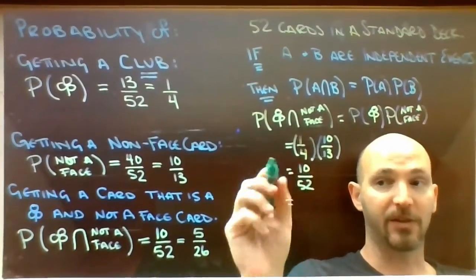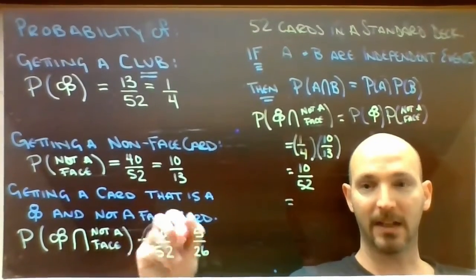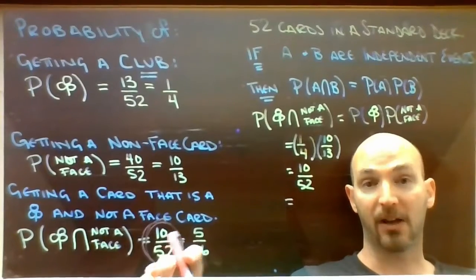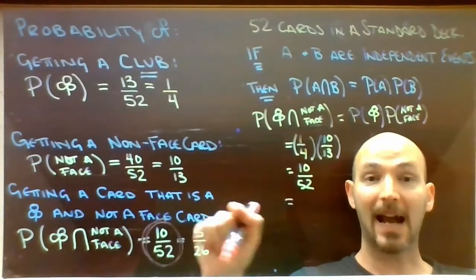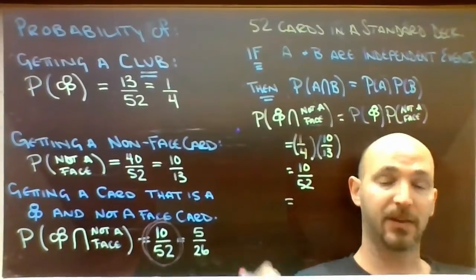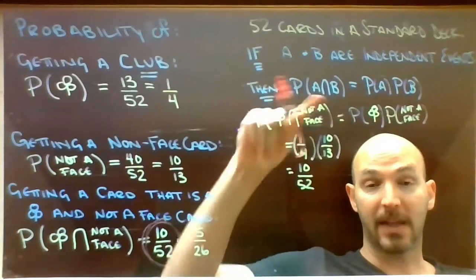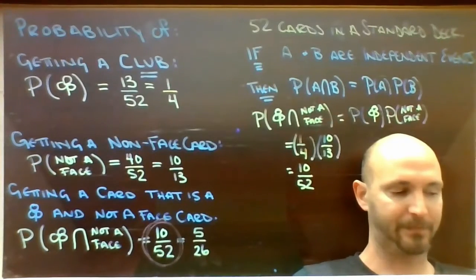Now, that fraction should be familiar to you because we already wrote it down here. And we got this one by actually laying the cards out on the table and counting which ones actually met those criteria out of the total deck. So, hooray for us. We've just shown that that happens to be true.